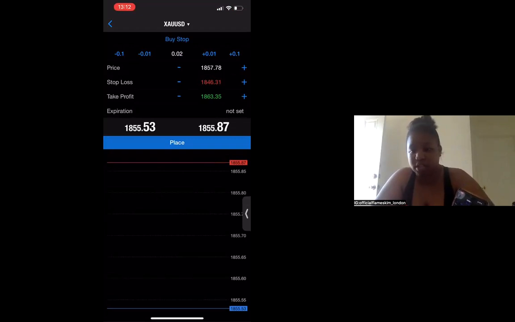How do you decide which TP? So this trade was a master idea from Colors. All right, so that's how you would have set a pending order.